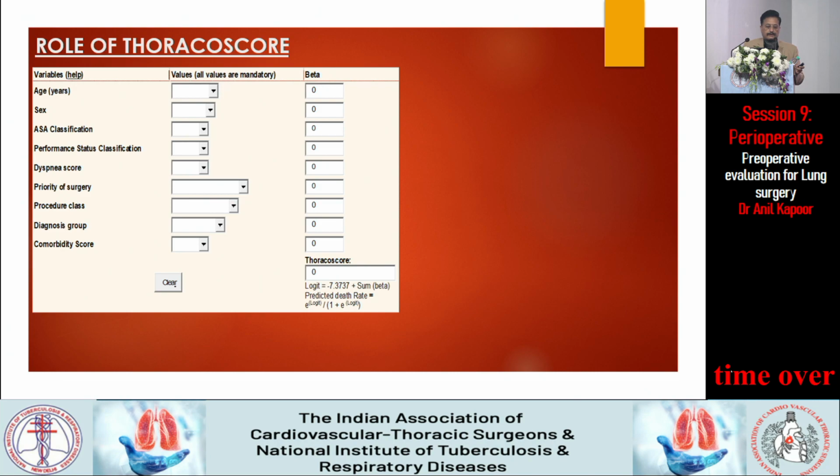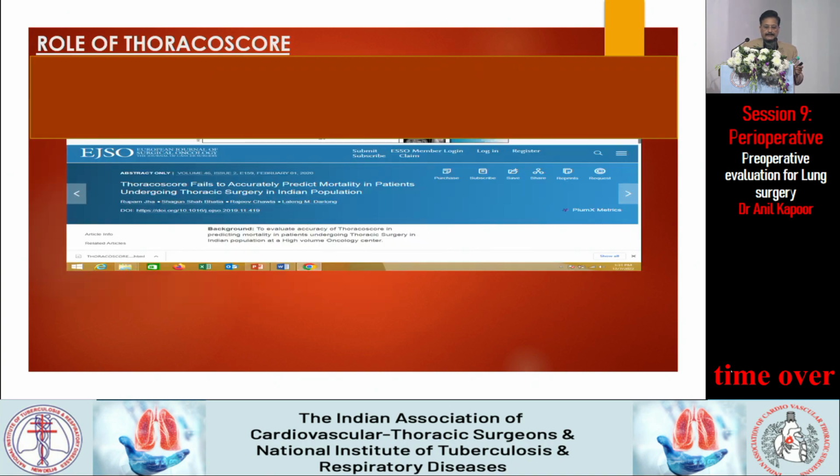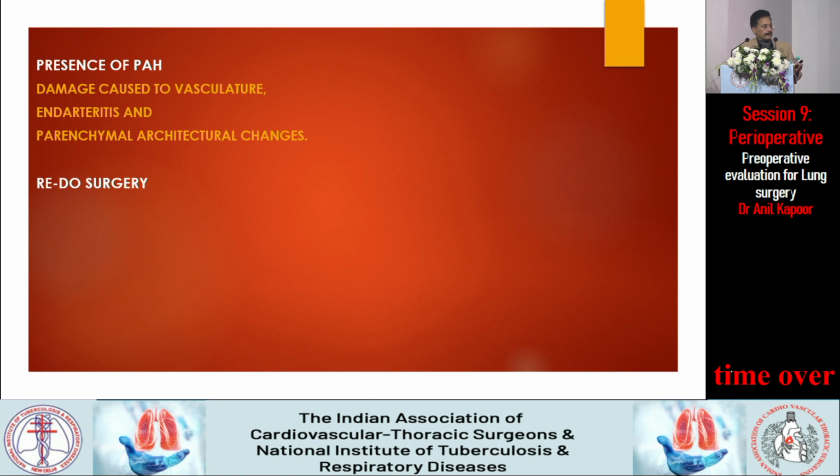Another entity is the thoracoscore for evaluating the risk factors for thoracic patients. But in the Indian scenario, there are so many publications saying that it is not very relevant in the Indian scenario, mostly because it doesn't take into consideration pulmonary arterial hypertension. Because in tubercular patients, usually PAH is there because of damage caused to vasculature, endarteritis, and parenchymal architectural changes, and even in redo surgery.